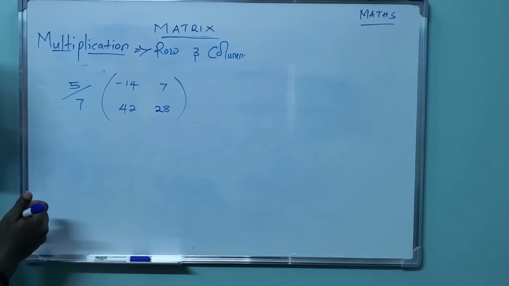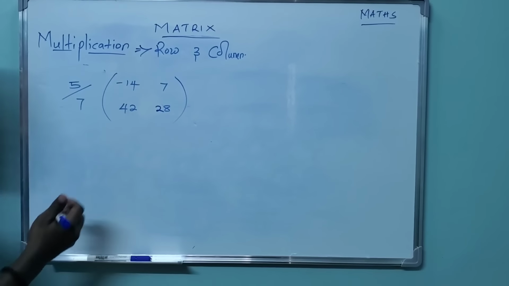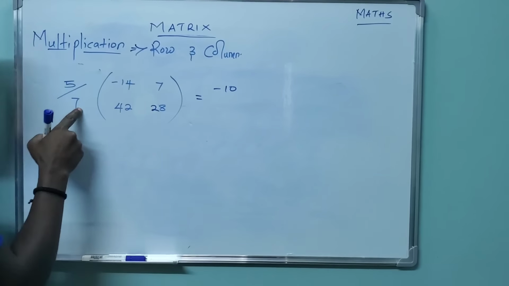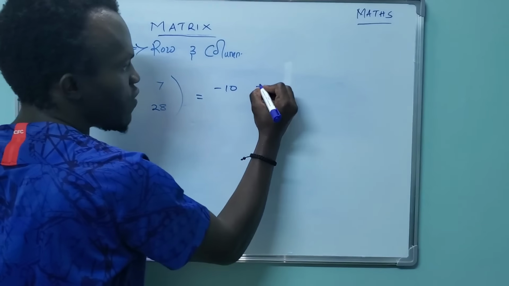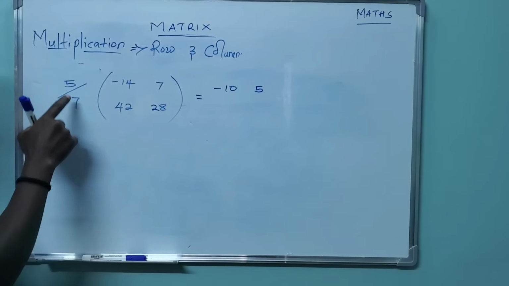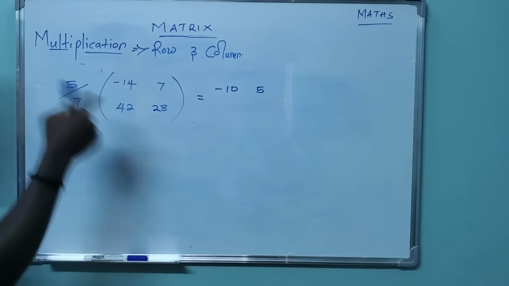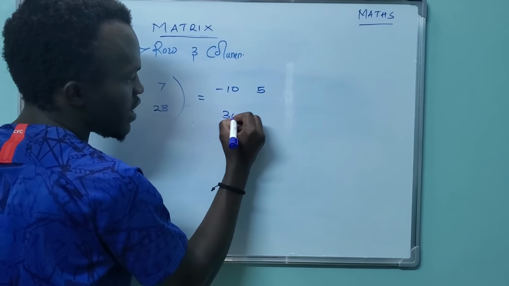7 goes into negative 14, negative 2 times. Negative 2 multiplied by 5, we're going to have there negative 10. Then here 7 and 7 will cancel. I'll remain there with 5. Then we're going to have here 5 over 7 multiplied by 42. 7 goes into 42 6 times. 6 times 5, that is going to be 30.